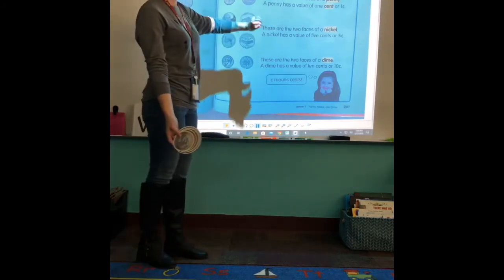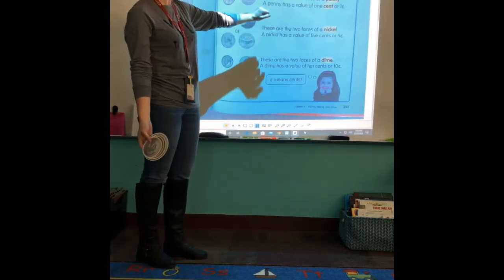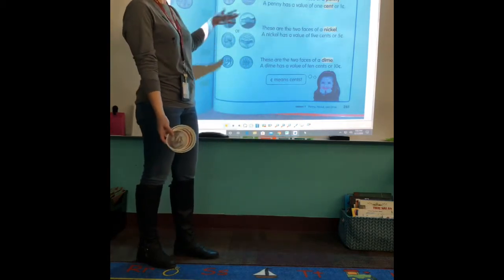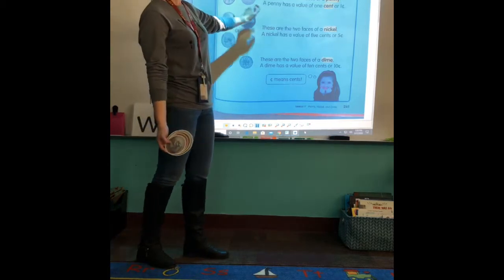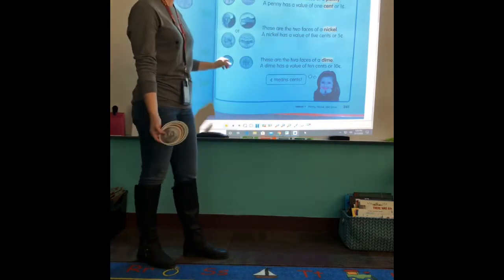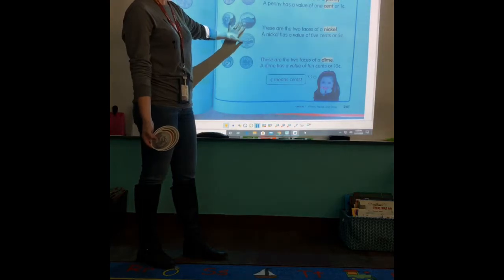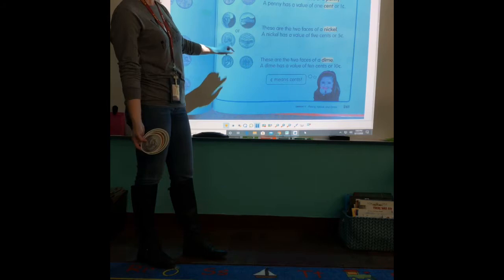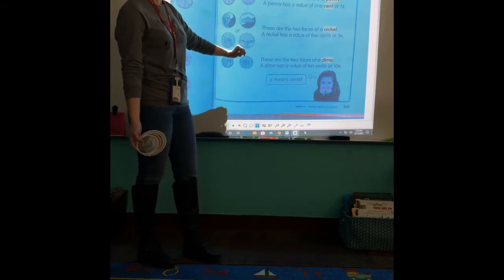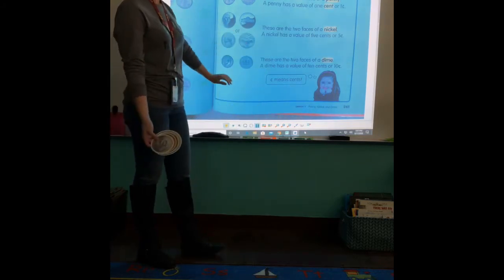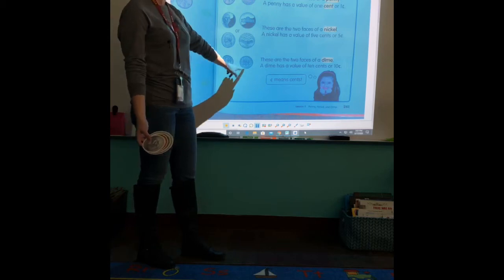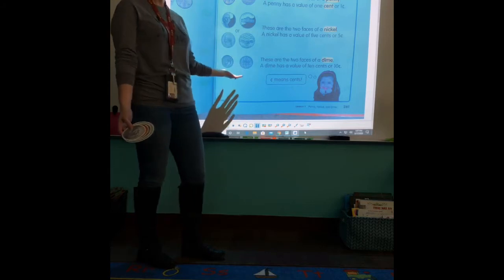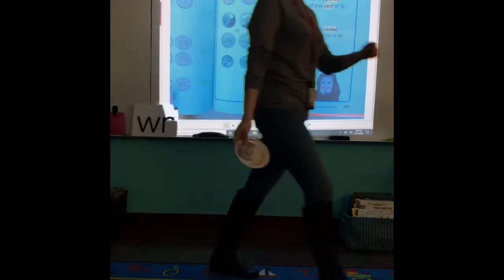Our book tells us that these are the two faces of a penny. It has a heads and a tails. The heads is the side with the head on it, obviously. The penny has a value of 1 cent. These are the two faces of a nickel. Some nickels look like this, some of the older ones. A nickel has a value of 5 cents. And the dime, heads and tails, has a value of 10 cents. So I'm going to flip my page and then we'll keep going.